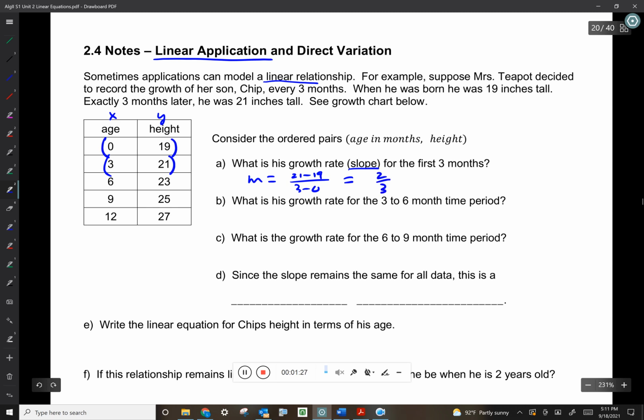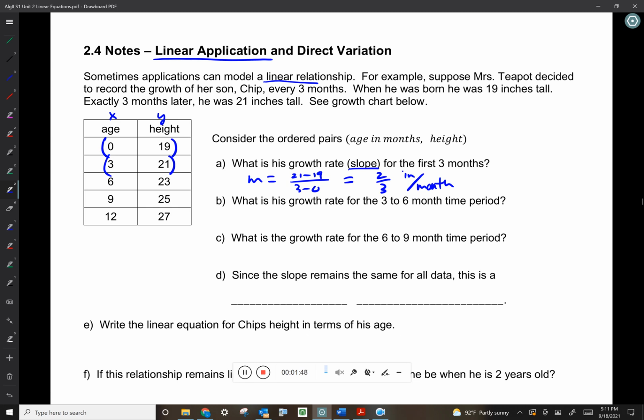Now, because it is a real-world application, we want to include units. And so since the y values are on top, that's the height. And remember, the height is in inches, so inches. And on bottom is months, so that would be inches per month. So every month, he grows 2/3 of an inch.